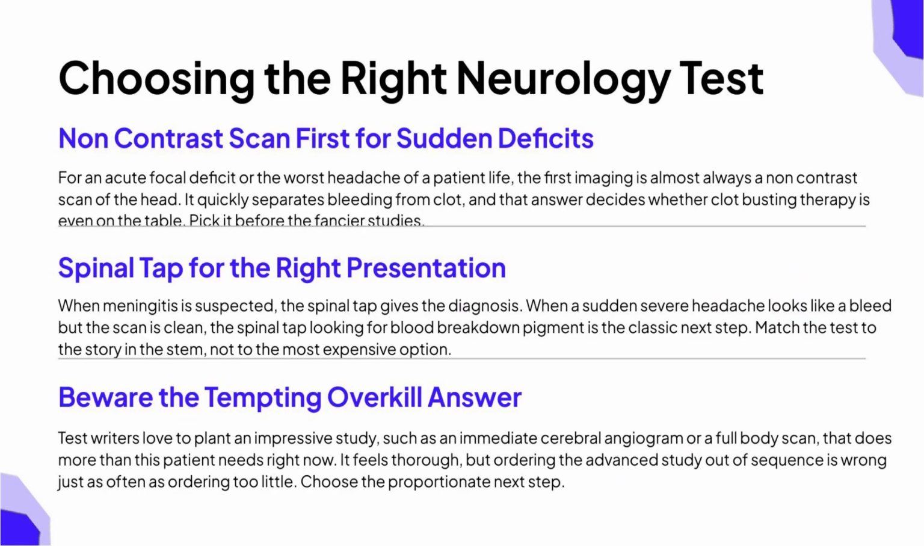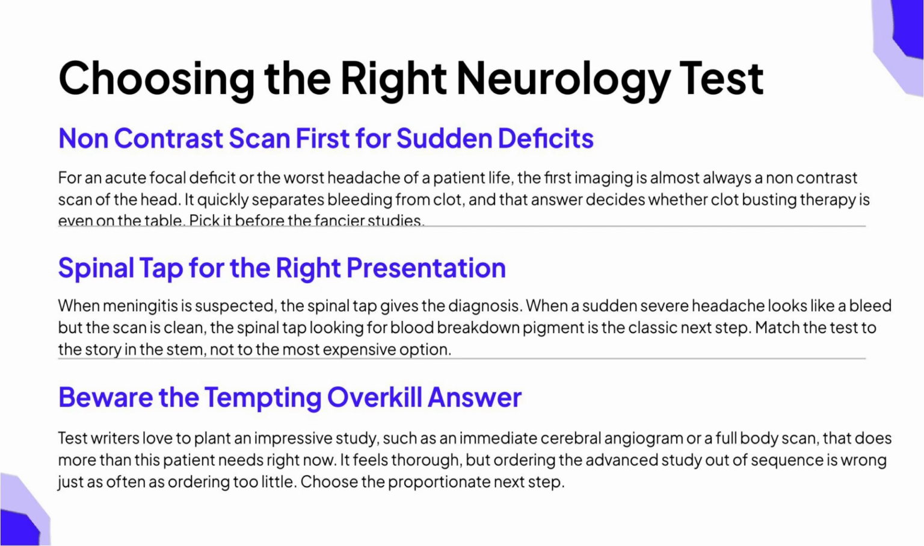Let us talk about choosing the right neurology test, because sequencing shows up in a huge share of these questions. First, for a sudden focal deficit or the worst headache of a patient's life, the first imaging is almost always a non-contrast scan of the head. It quickly tells you whether you are dealing with bleeding or a clot, and that single distinction decides whether clot-busting therapy is even possible. Reach for it before the more advanced studies.